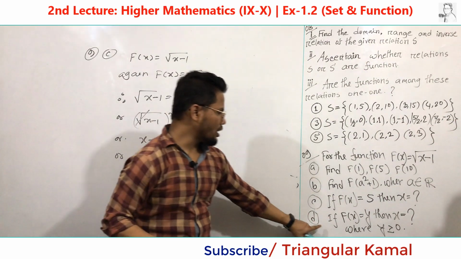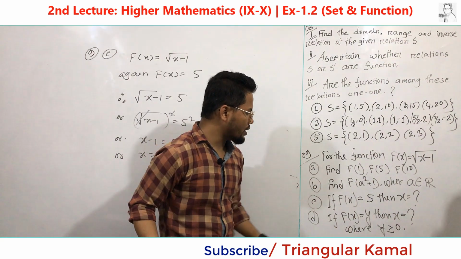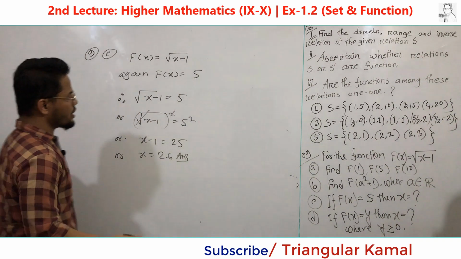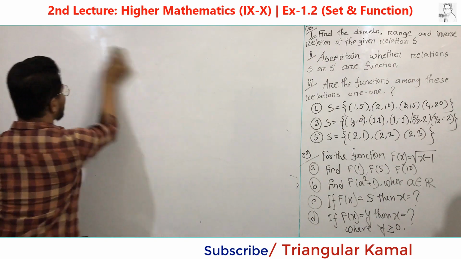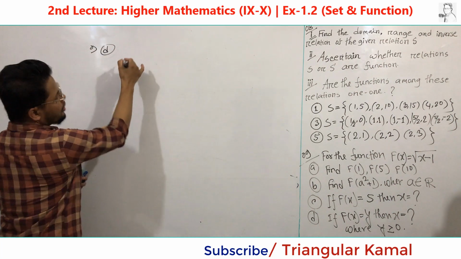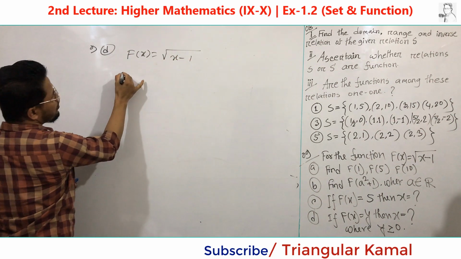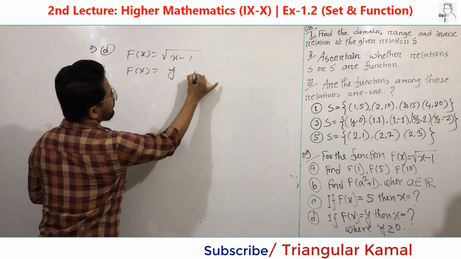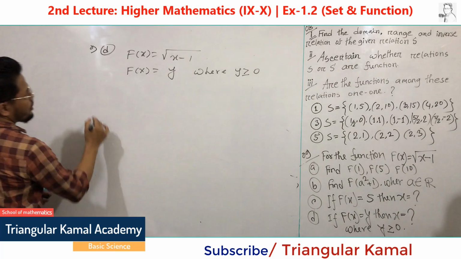Now give attention to question number D. Question number D: f of x equal y, then what will be the value of x, and the condition given here is y is greater than or equal to 0. Question number 9D, f of x equal root over x minus 1, and f of x is also y, where y is greater than or equal to 0, that is positive value.